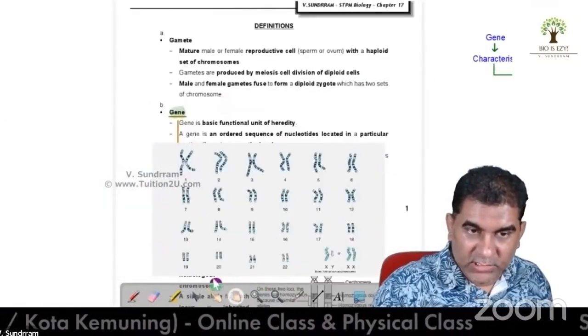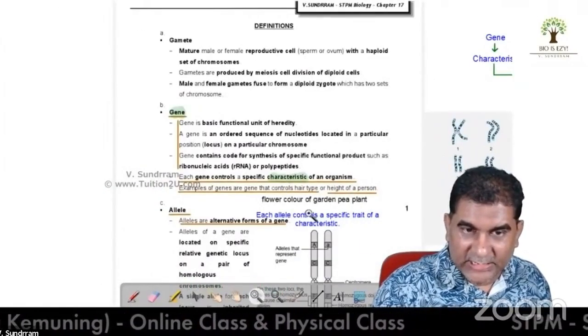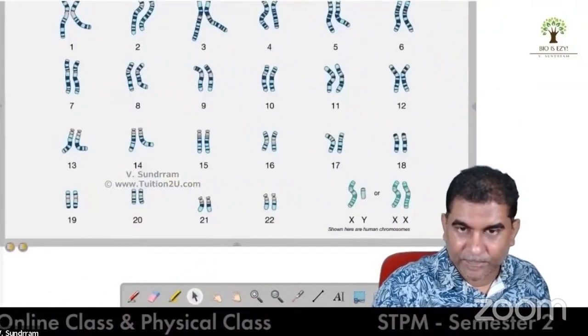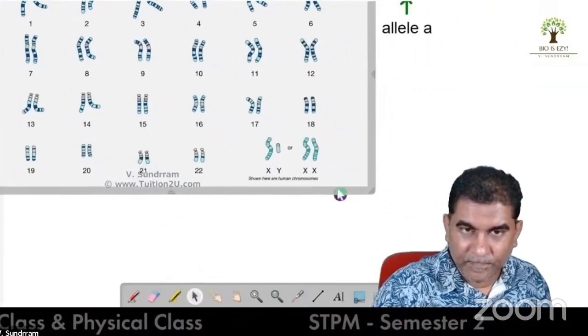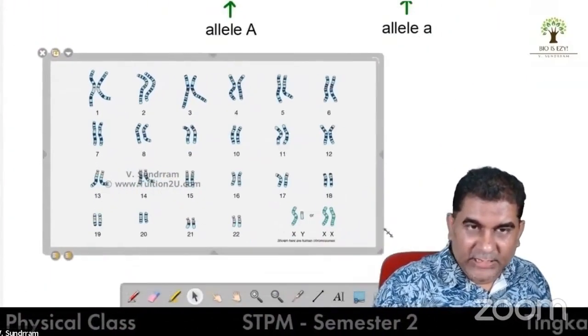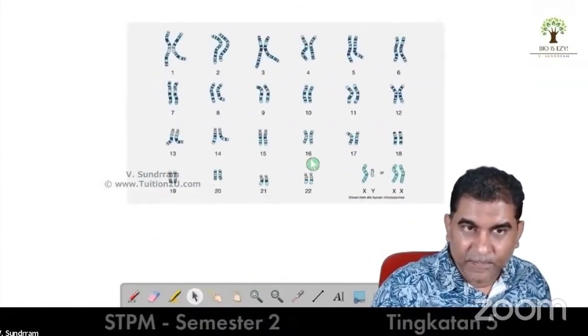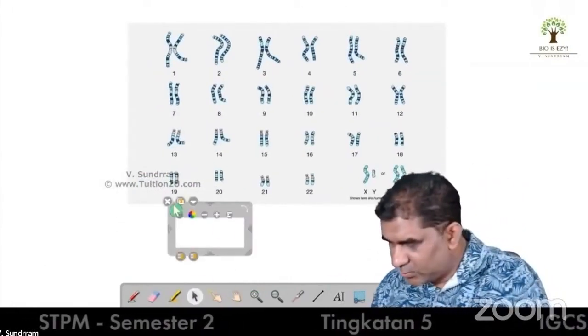Okay, what you see now is known as a karyotype. Ini kita panggil karyotype. Okay, what is a karyotype? So this is what we call a karyotype.